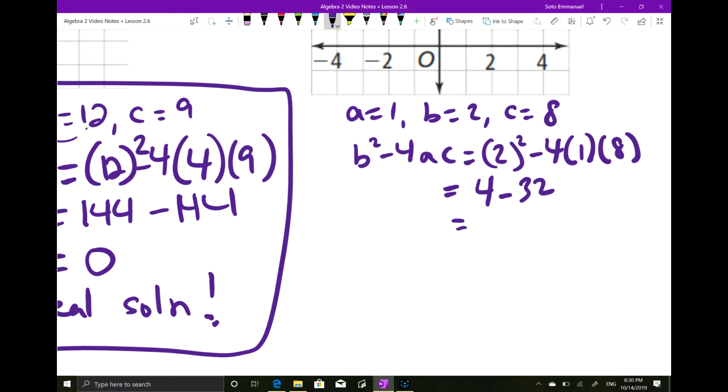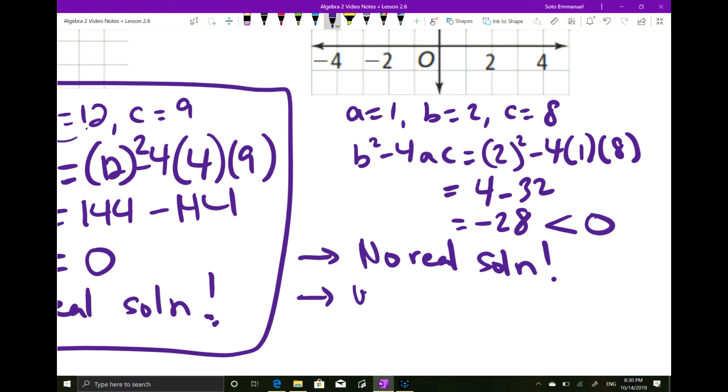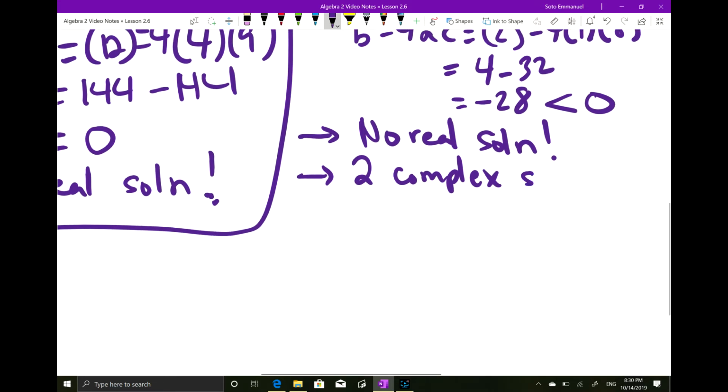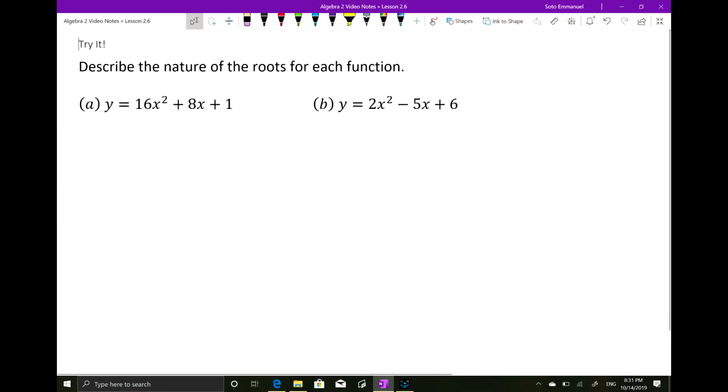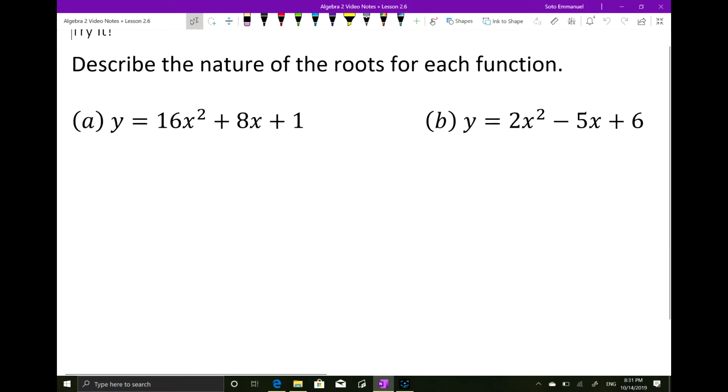So we have 4 minus 32 is negative 28, which is indeed less than 0, which falls under the third case, which means we have no real solutions, which means that we have 2 complex or imaginary solutions. Okay, so we haven't solved it yet. We've just been determining how many solutions it has and whether they're real or not. So let's actually go ahead and solve it. Before we do that though, go ahead and give the following problem a try. Pause the video and then we'll talk about it in just a little bit.